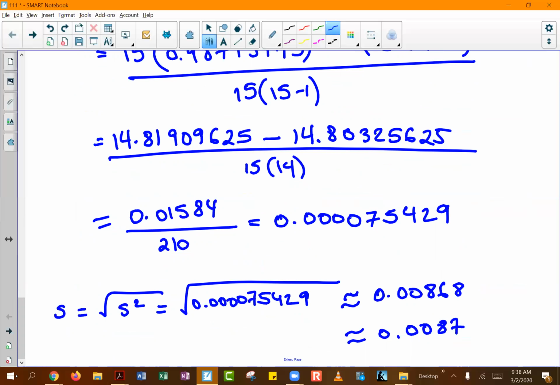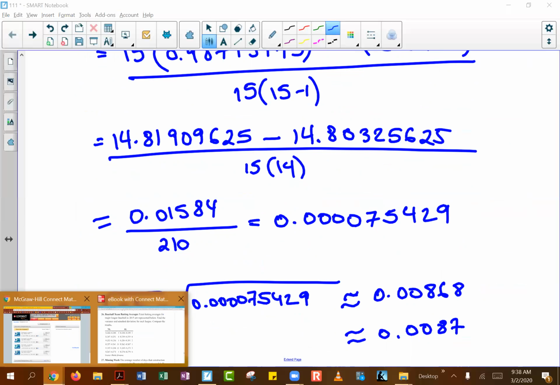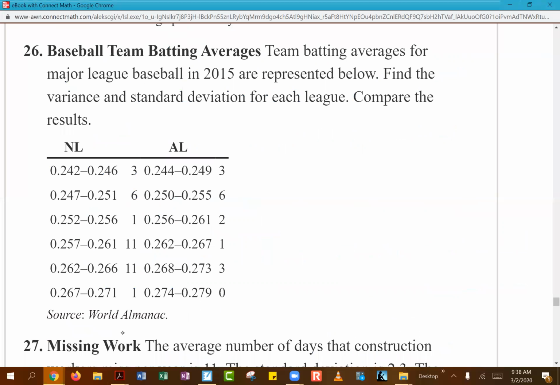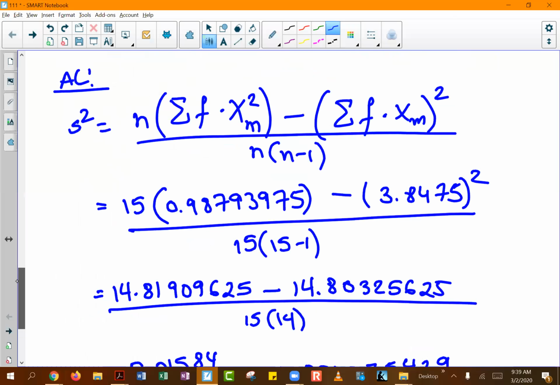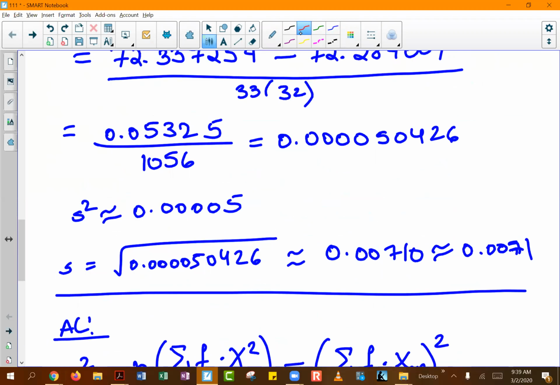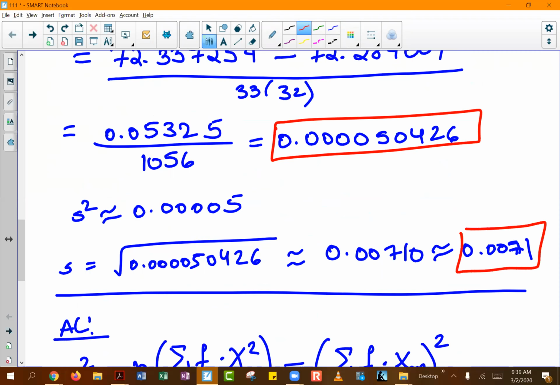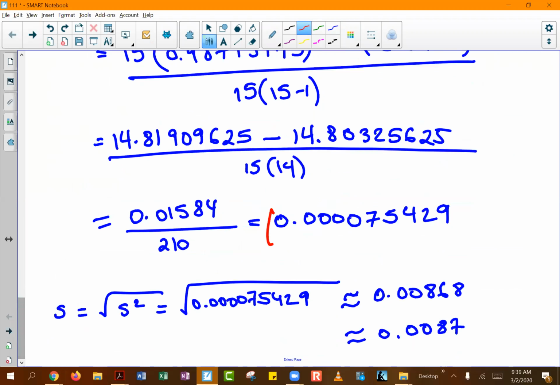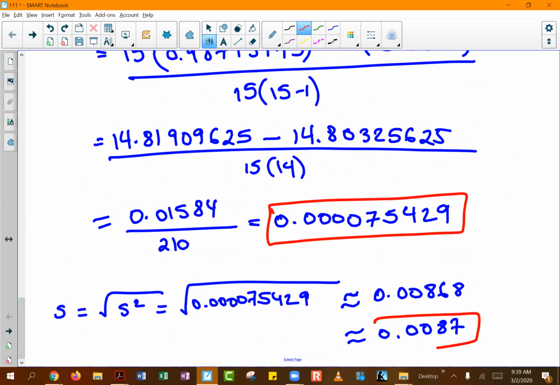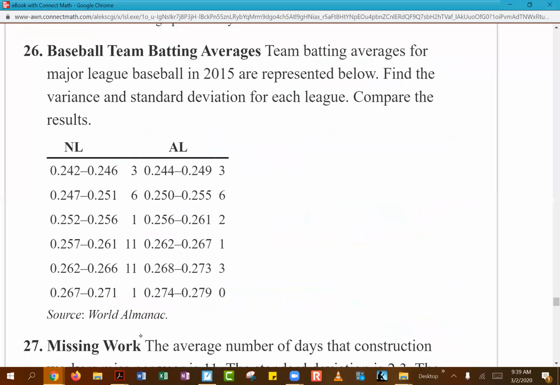So if you had to do a comparison, and we were talking about batting averages here, what would you say about the results between the two leagues? Looking at their variance and standard deviation. So there's less variance in the National League than there is in the American League. Yeah, because you do have a slightly smaller number for the National League, but how much of a difference do you think it makes at this point when you're looking at 0.0071 and 0.0087? Negligible.